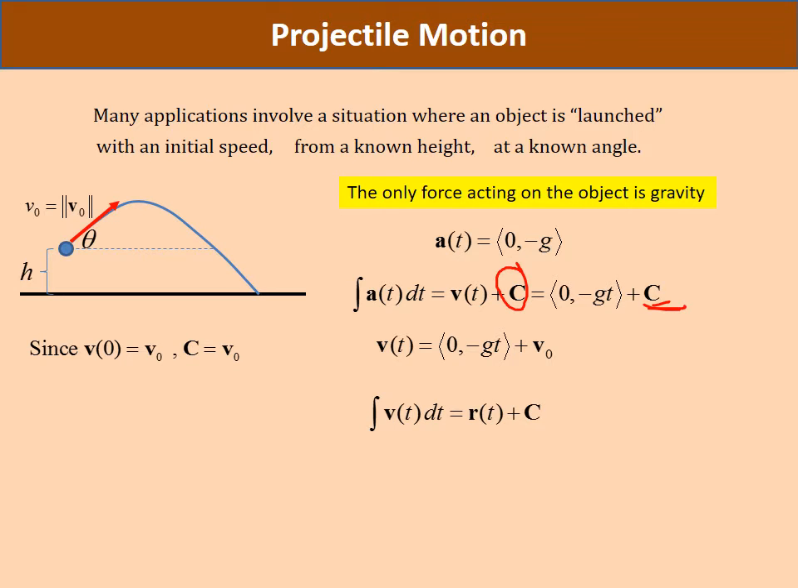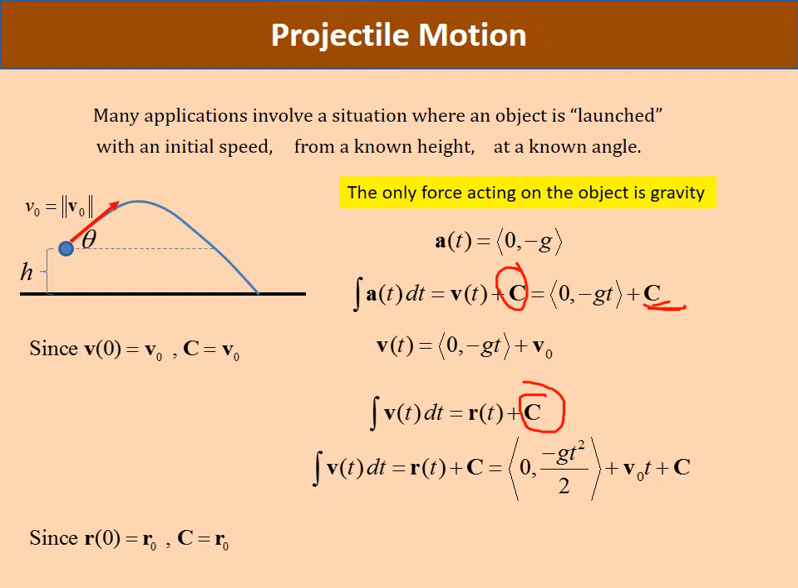If we integrate that, we get our position function, again with some constant of integration, which is a vector, which we will call the initial position vector, R, capital bold sub-0, the initial position vector. So this gives us our position vector.